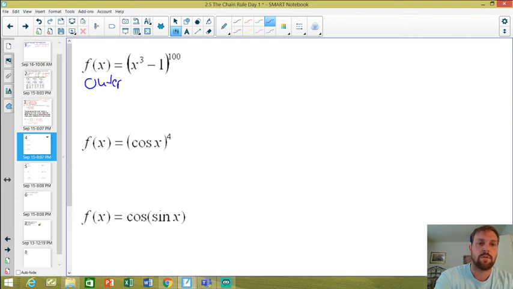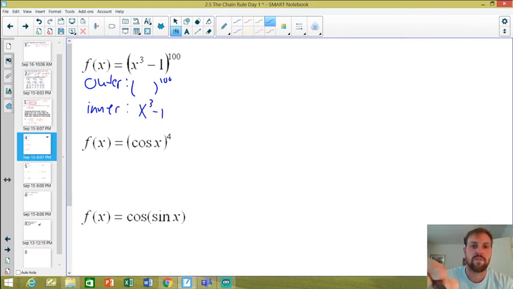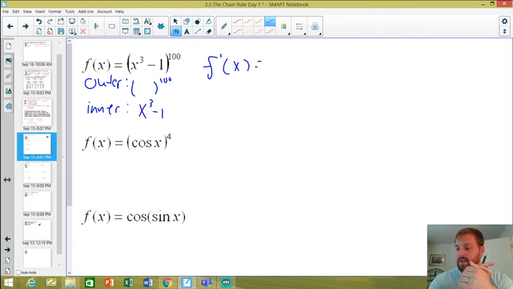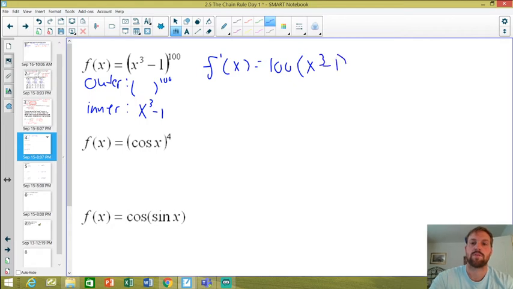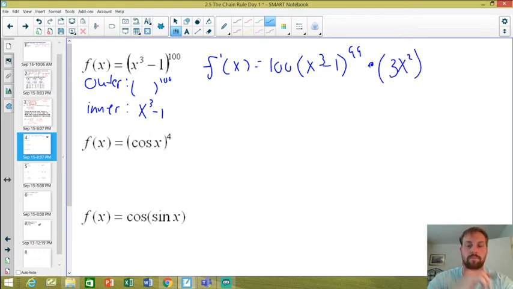The outer function is just some quantity, and I won't write x so I won't confuse you, but some quantity to the 100th power. So that's the outer function. The inner function, what's being plugged inside of that, is x cubed minus 1. So how this derivative works is I'm going to take the derivative of the outside portion first while leaving the inside untouched. So that's going to be 100 times x cubed minus 1 to the 99th power. So I did power rule. I brought 100 down and subtracted by 1. And now I'm going to multiply by the derivative of the inside. The derivative of x cubed minus 1 is 3x squared. Okay.